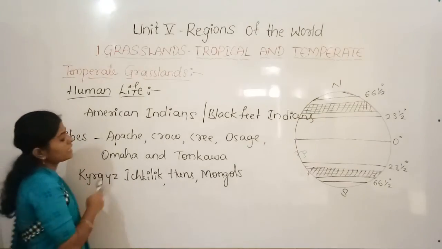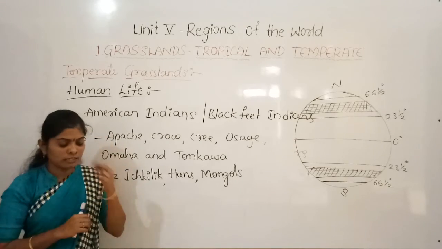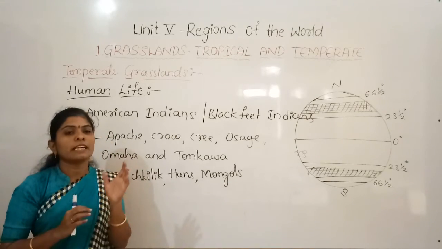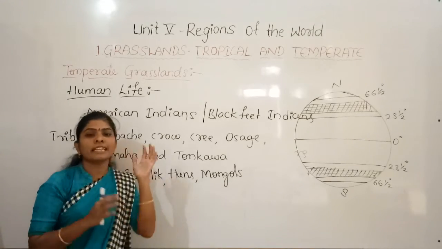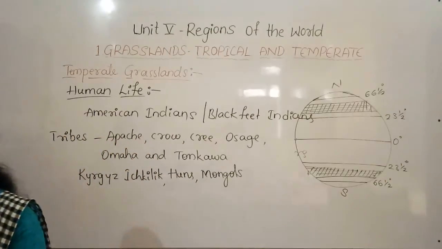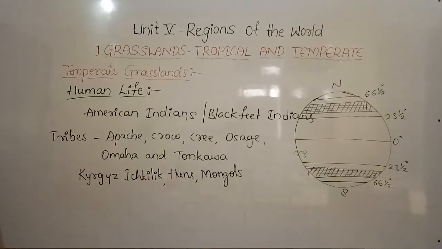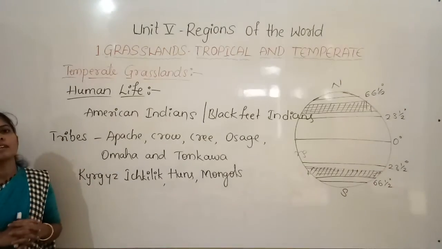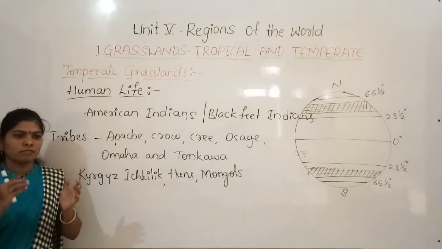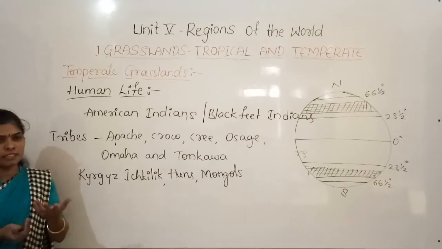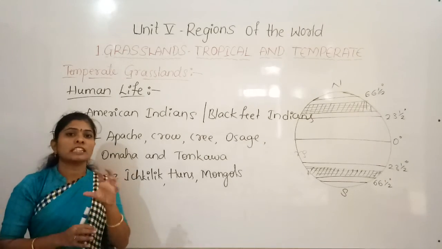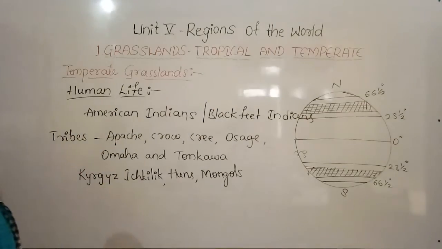And the main occupation of these people is cattle rearing and dairy farming. They are the chief occupations of these people, and they rear cows and all. So dairy farming is the chief occupation of those people.